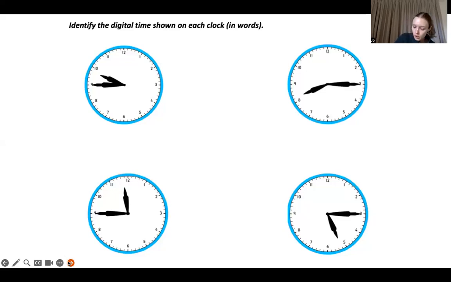On this first clock, I'm going to put my line in, and I can see that my longer minute hand is on the to side. I'm going to write that in first, to. If I write to, I need to think, what's my next hour? That's going to be 10. And it's got 5, 10, 15 minutes to go. So it's 15 to 10. Now, instead of saying 15 to, I can just say quarter to 10.